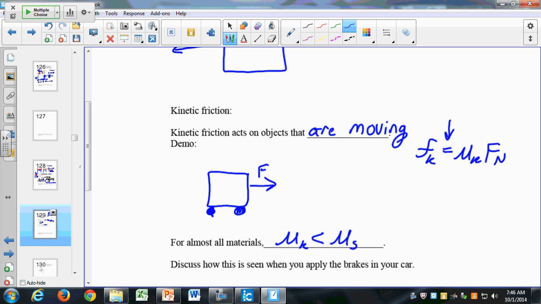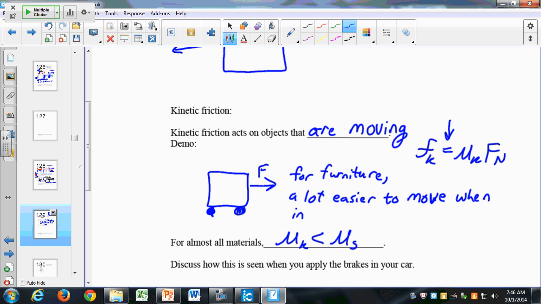So for furniture, for example, or a large box or whatever, it's a lot easier to move when it's in motion. That is, it takes a big force to start it in motion, but after you get it into motion, it's easier to keep it in motion. You follow me on this? It's because the kinetic friction is almost always less than the static friction.